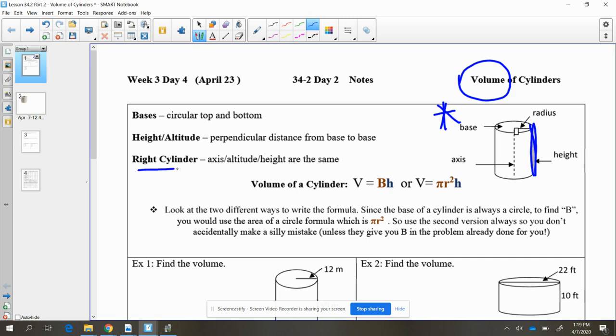And in a right cylinder, this axis from the center to the base and the height, they are the exact same. So for all the examples we're going to talk about here today, they are all examples of right cylinders where that axis and the height are going to be the same.